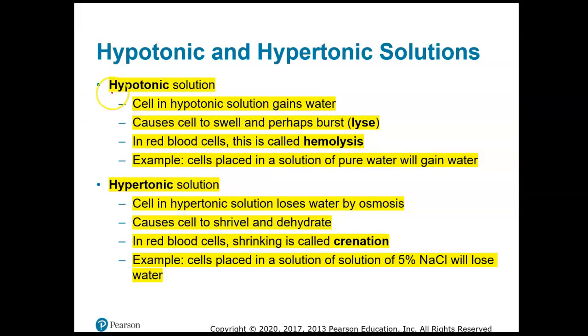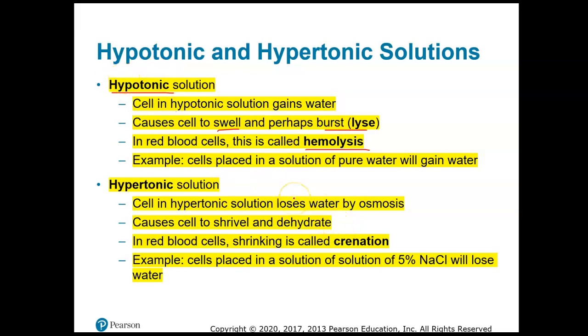But if the cell is placed into a hypotonic solution, that means that the solution has a lower solute concentration than the cell does. It's going to cause the cell to take on water. It will swell, possibly burst or lyse. When this happens in red blood cells, we call it hemolysis, when red blood cells swell up and burst due to being placed in a hypotonic solution.